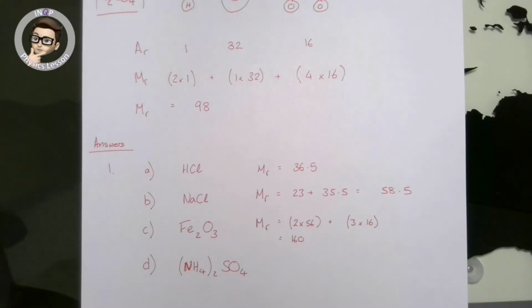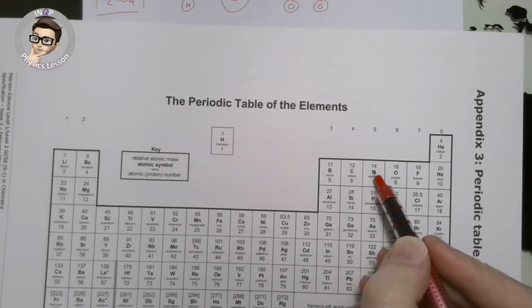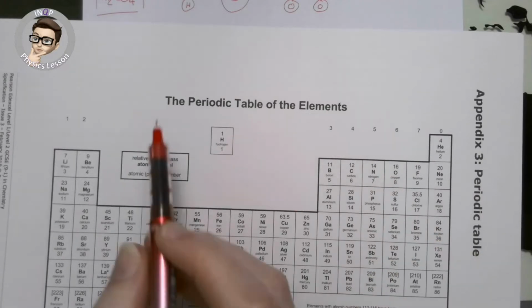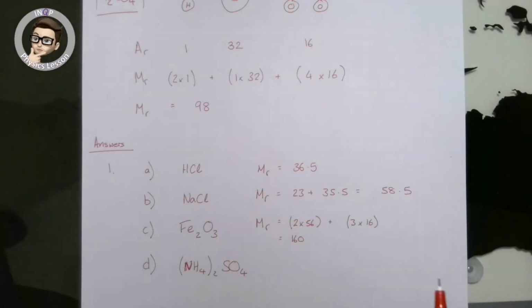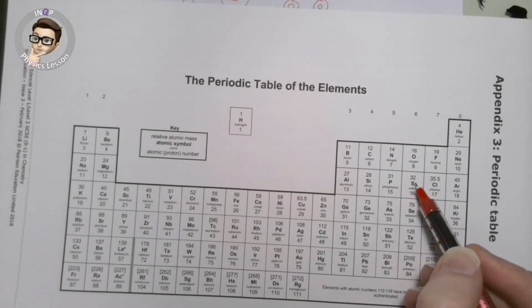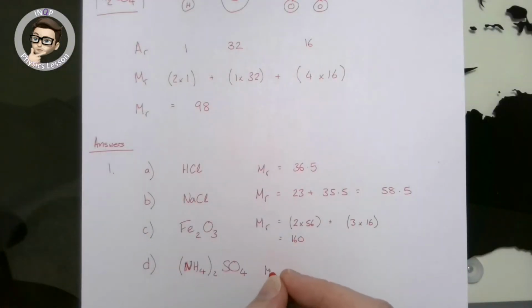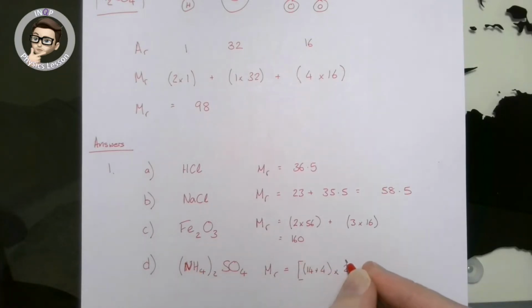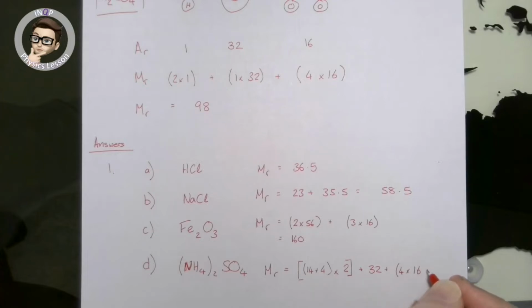And the final one, again going back to the periodic table: nitrogen has a relative atomic mass of 14, hydrogen 1, so that's our NH4, sulfur and oxygen, so sulfur is 32 and oxygen obviously is 16 because we've done that one just now. So our relative molecular mass is going to be 14 plus 4, which is our NH4 part, times by 2, because that's all multiplied by 2. So in fact, I'm going to put that around bigger brackets, plus my sulfur, which is going to be 32, plus 4 lots of 16.